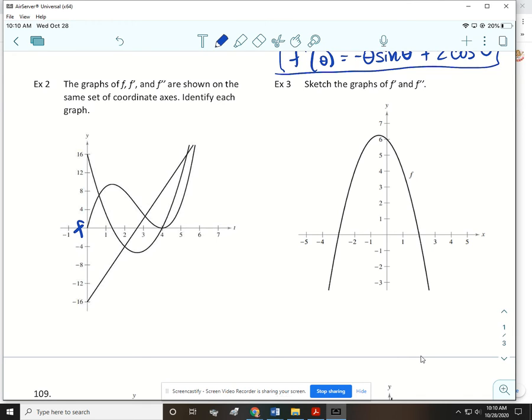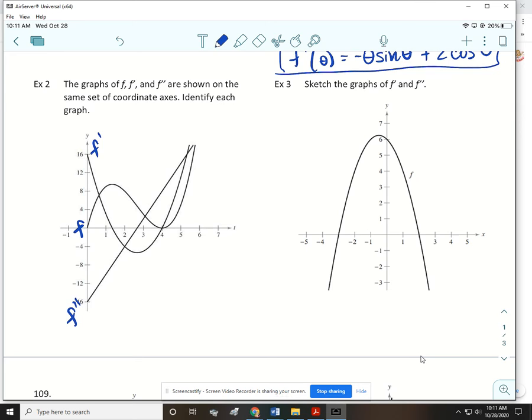That's a cubic function. And then cubic is going to go down to quadratic, so that's going to be f prime. And then quadratic would go down to a linear, so that's going to be f double prime. All right, so that's something I want you guys to be able to do, especially with polynomial functions. Figure out the graph of f prime, and f double prime.